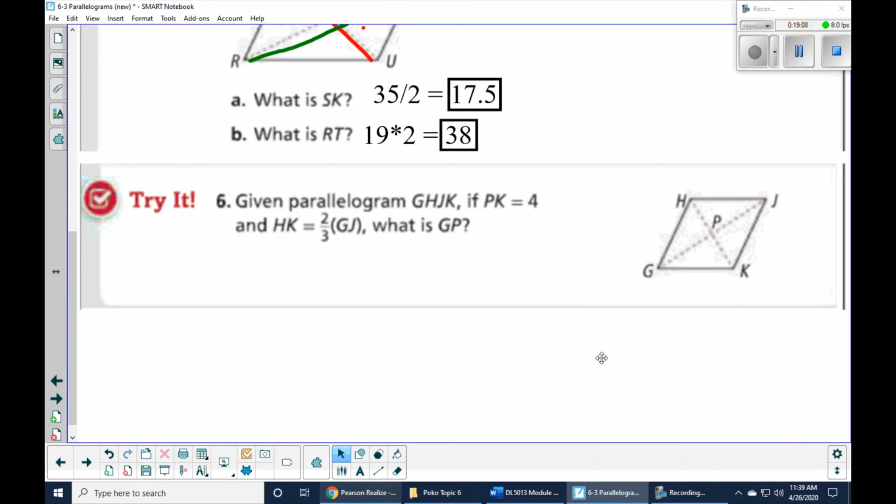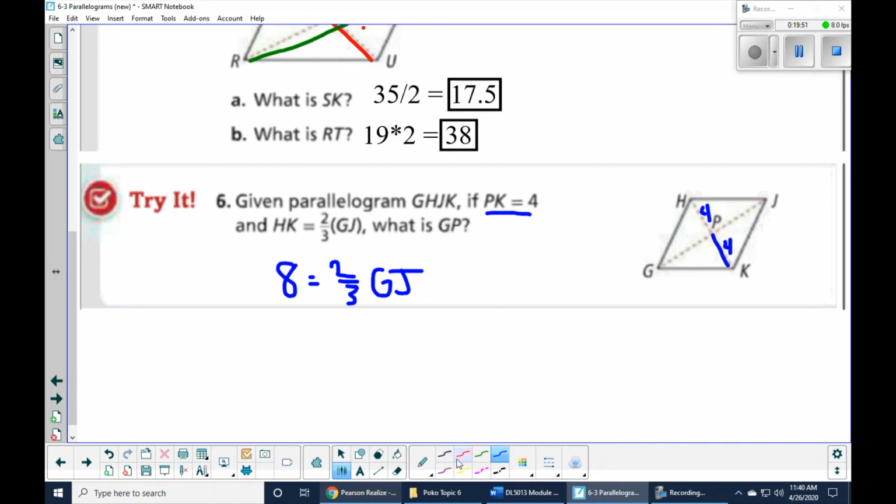All right, so the very last example they have here is PK is equal to 4. Okay, so PK is right here. That they give us that is 4. And HK is 2/3 of GJ. That's tough. So what is GP? Well, first of all, if this is 4, then this is 4 also, because they're both the same. So it says HK, which if you look at it, HK goes all the way across, so that's 8, is equal to 2/3 of GJ.